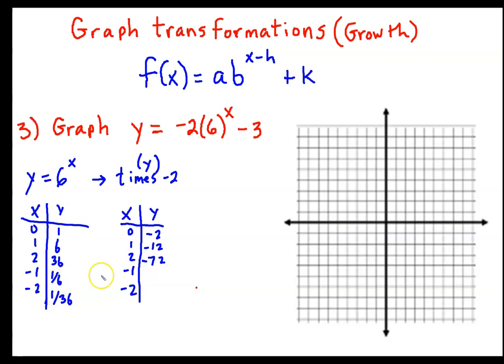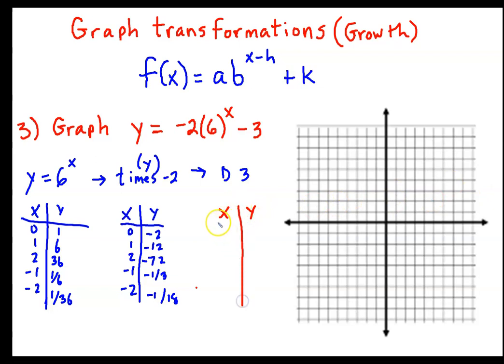When I multiply 1/6 times -2, that's -2/6, which is -1/3. And this would be -2 over 36, which is -1/18. Okay, and now I'm going to do the shift, and notice that there is no h number, so there was no horizontal shift. So when I do this final table, there is no left-right movement. There's only a down movement. I'm going down 3.